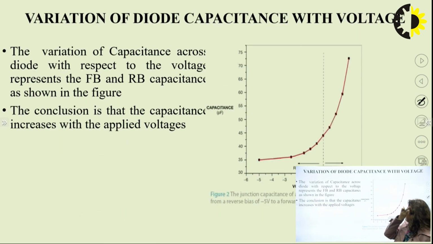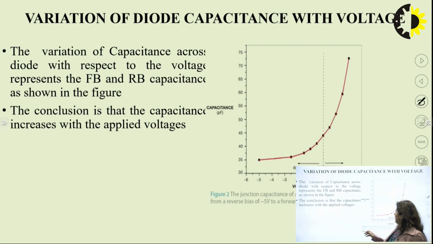So next we have variation of the diode capacitance. Variation of capacitance across the diode with respect to the voltage represents the forward biased and reverse biased capacitances as shown in the figure. We have capacitance in picofarad, and on the x-axis we have voltage. In the forward bias we have a higher capacitance value, in the reverse bias we have a lower capacitance value. So the conclusion is that the capacitance increases with the applied voltage. As you increase the applied voltage, in forward biasing the capacitance is more as compared to the reverse bias.